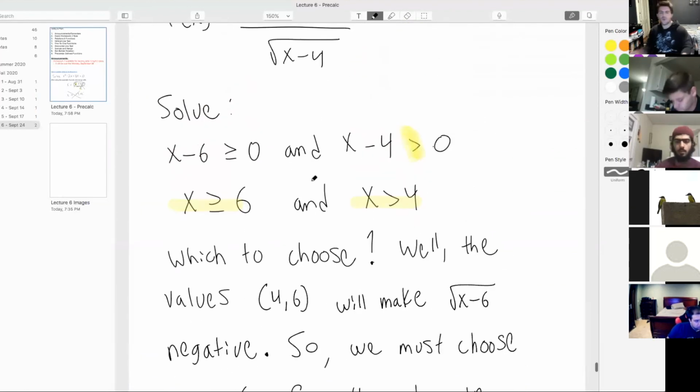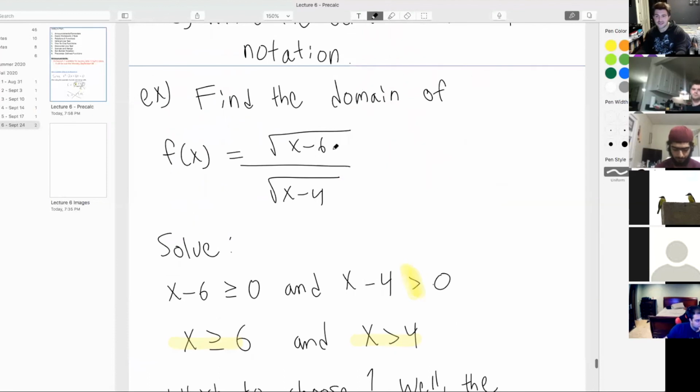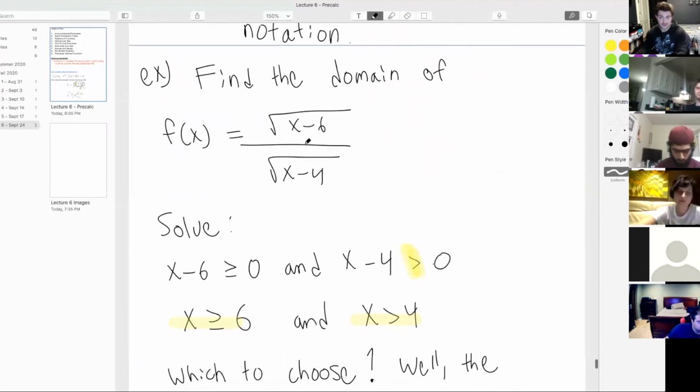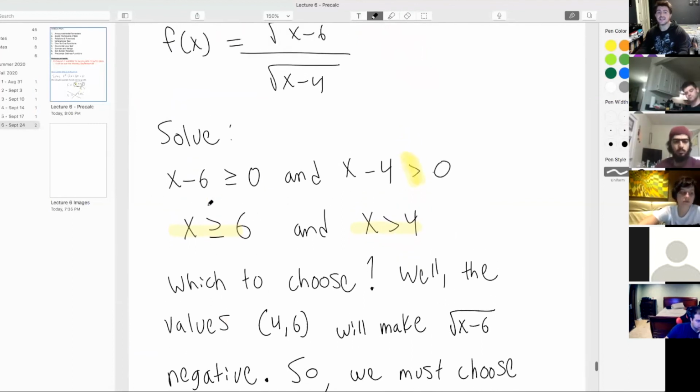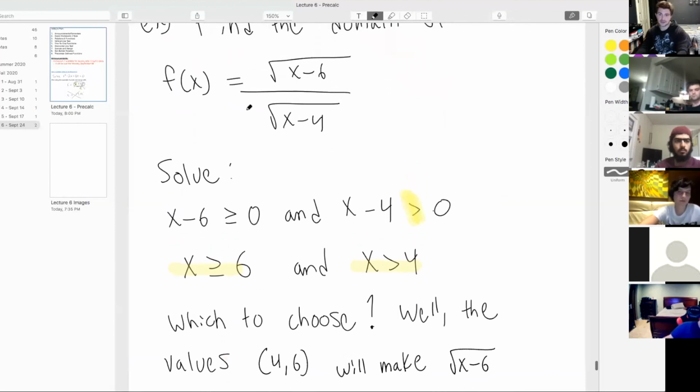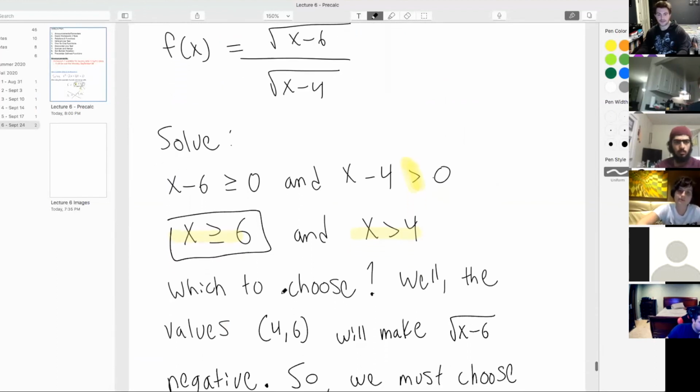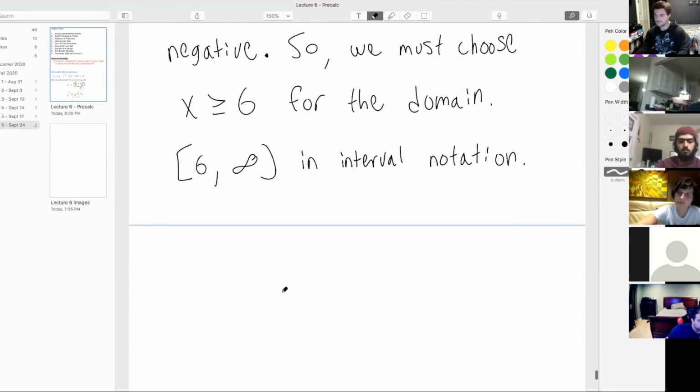All right, so let's just recap. Why was x greater than 4 not our domain? It wasn't because there are values in this interval that will produce a negative in the square root, x minus 6. So we needed to think a little more. So we take x greater than or equal to 6. That takes care of everything. No square roots will be negative, and we will not divide by 0. So we take this one.